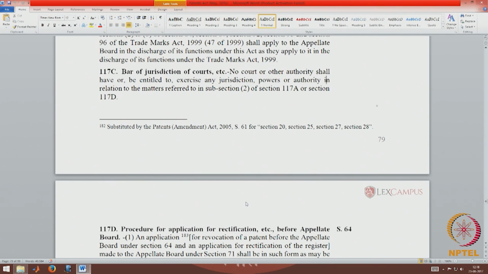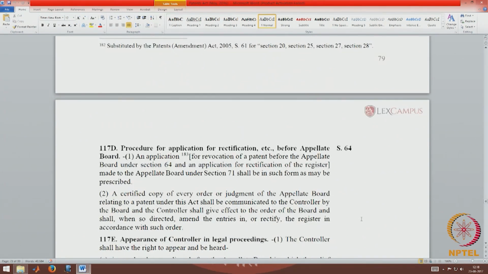117D is the original side jurisdiction that we had said, the power of the Appellate Board to look at rectification and revocation. So, the original side, or the power to receive matters directly without there being a need to consider it in appeal, without being in the role of scrutinizing a lower court order, which is what we call an appeal, exists in two cases before the IPAB, one in the case of section 64 and the other in the case of section 71. 64 pertains to a petition for revocation and 71 refers to an application for rectification of the register.